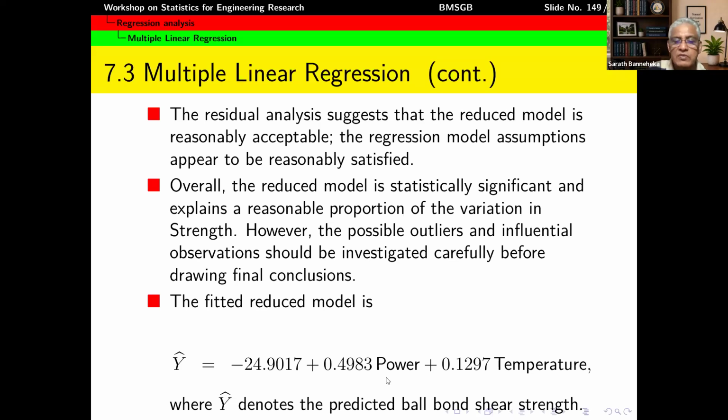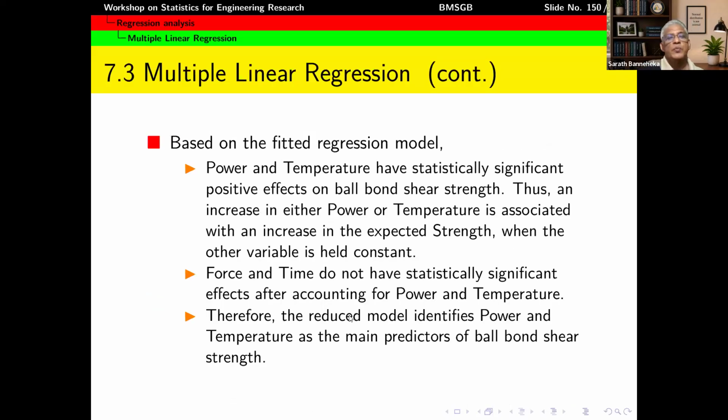Keeping one fixed, if you increase the other one, the amount of increase or decrease will be represented by the coefficient. If the coefficient is positive, then on average, y will be increasing. If the coefficient is negative, then on average, y will be decreasing. So based on the fitted regression model, power and temperature have statistically significant positive effects on ball bond shear strength. Thus, an increase in either power or temperature is associated with an increase in the expected strength when the other variable is held constant. Force and time do not have statistically significant effects after accounting for power and temperature.